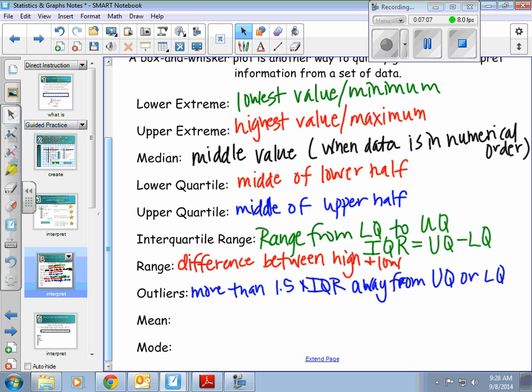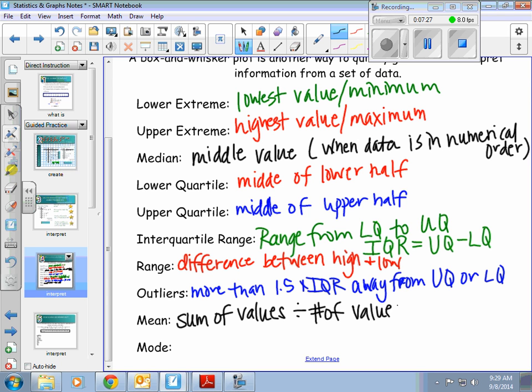Mean, you guys have done mean a ton of times. So what you do is you take the sum of values and you divide that by the number of values. And lastly, the mode. The mode is the data that appears most.